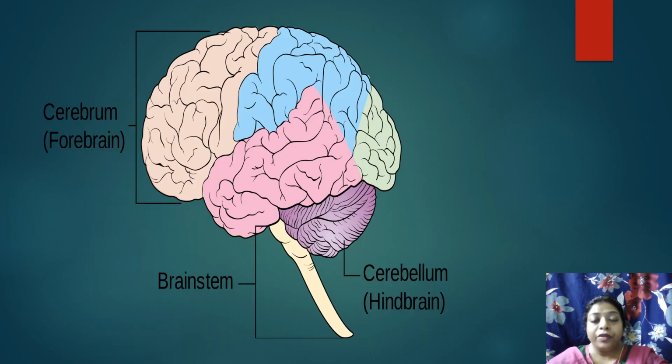The next part of our brain will be the hindbrain. The hindbrain is again divided under 3 heads. The first one will be the cerebellum, the second one will be the pons varolii, and the third one will be the medulla oblongata. So what is the function of the hindbrain, especially the cerebellum?